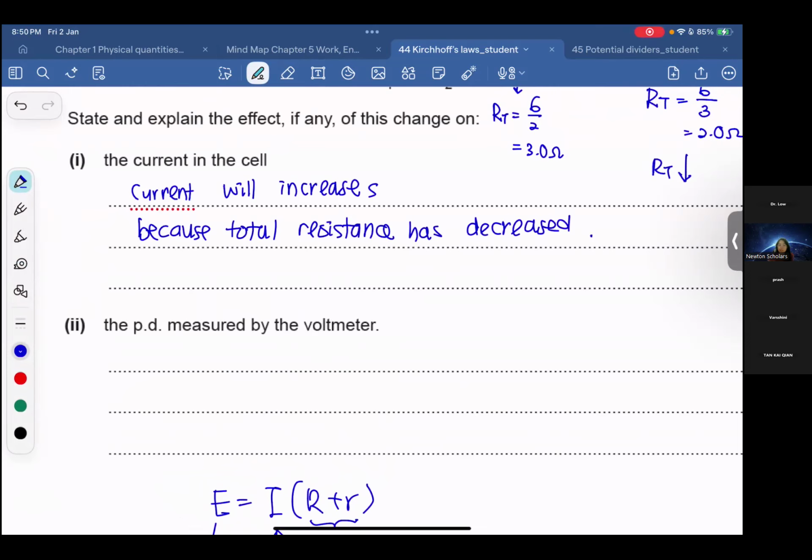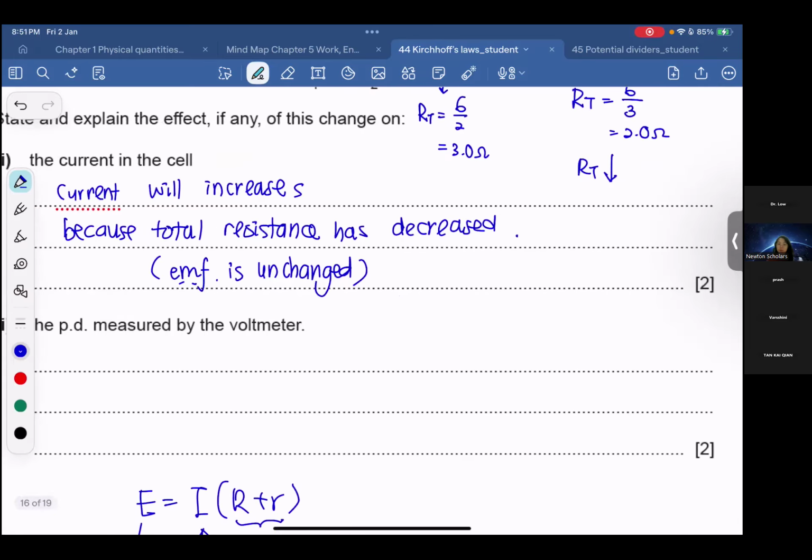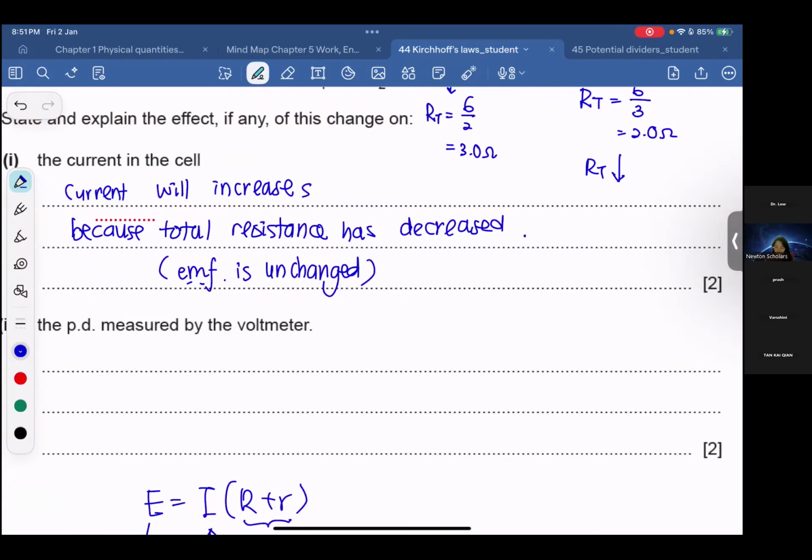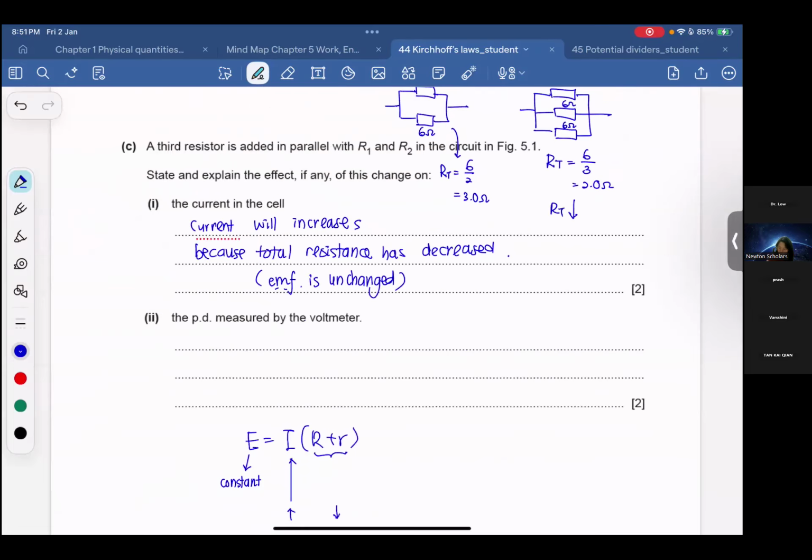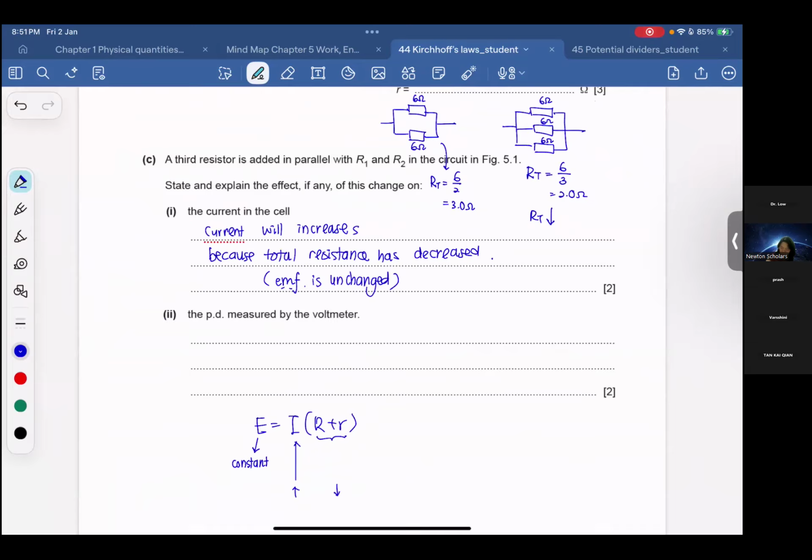Okay, EMF is not changed. So here, if you want to know why EMF is unchanged, if there are 3 marks, then you mention about the EMF. Okay, so why here? This is my answer.